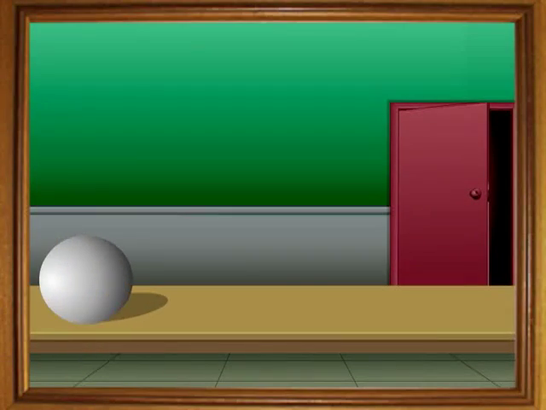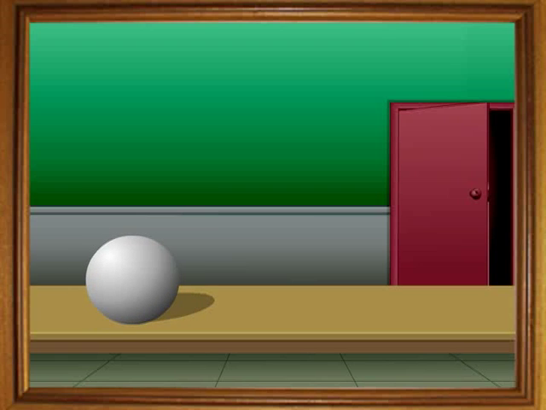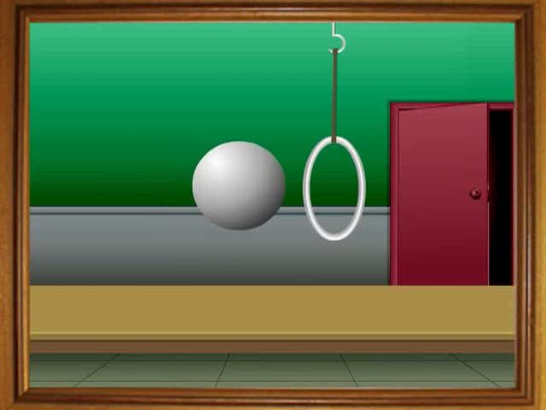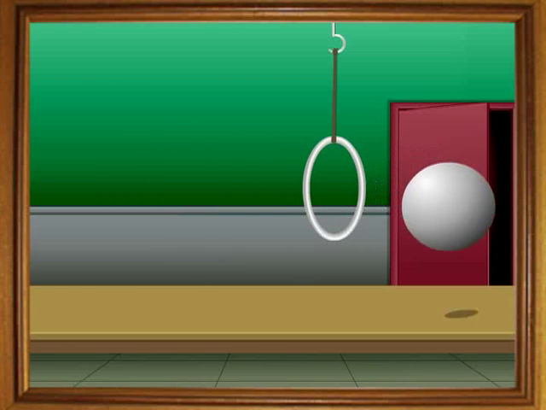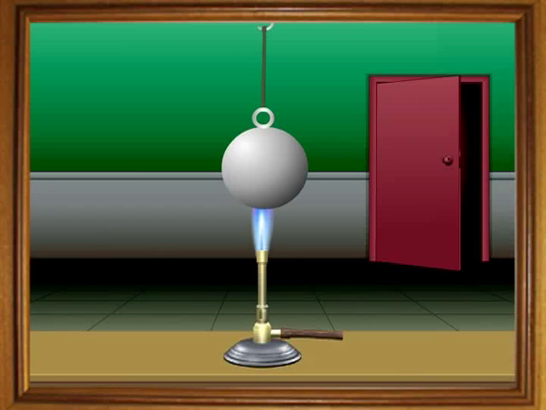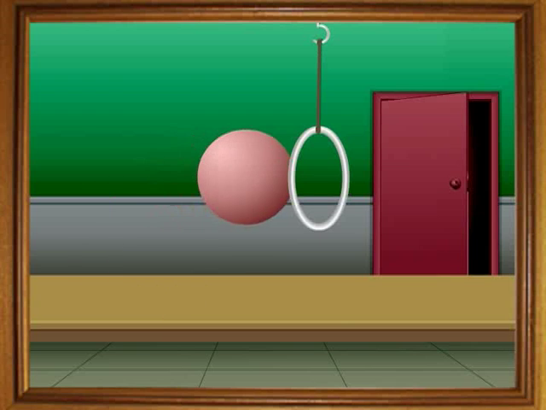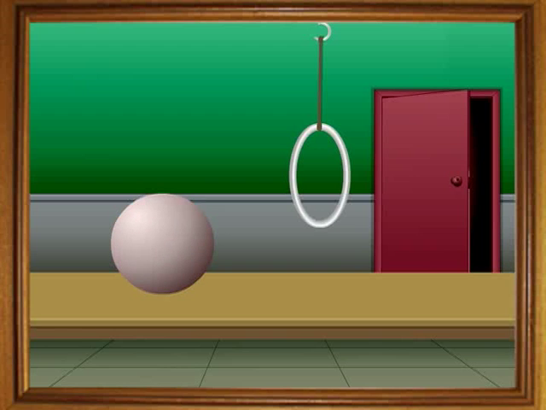Let us take a metallic ball as shown and a metal ring through which the ball can just pass at room temperature. Now heat the metal ball over a flame for a few minutes. You will be surprised to see that after heating the ball, it does not pass through the ring. The ball size increases.